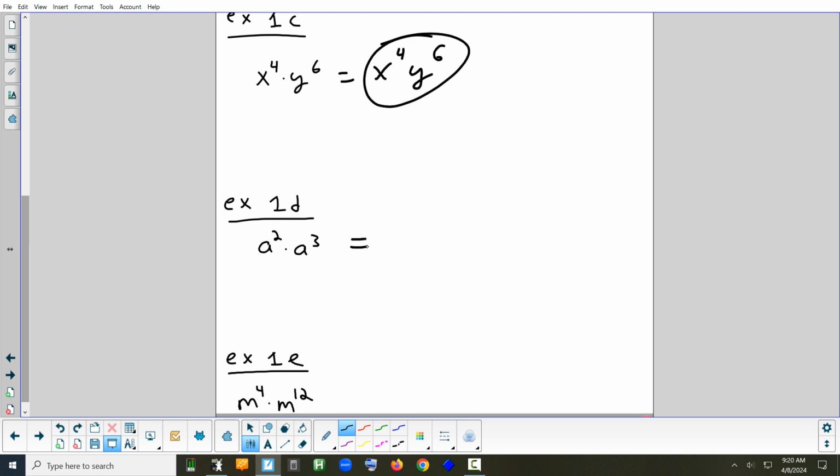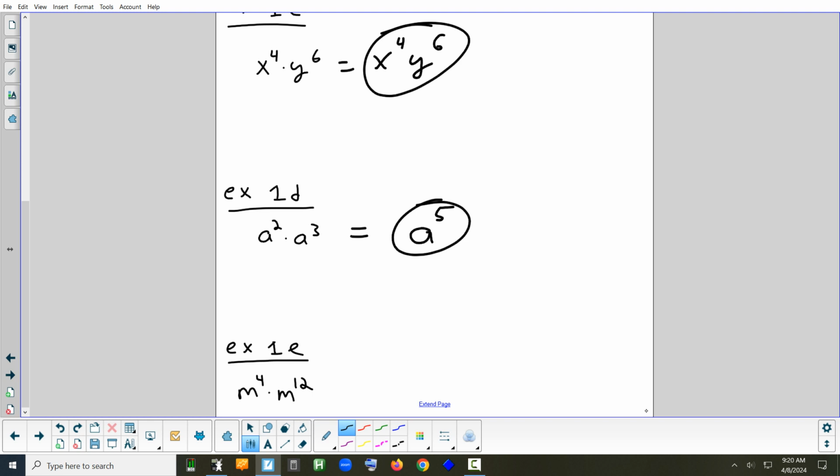Okay, the next one. First question I have is, can you simplify it? Yes or no? Eli, what do you think? Yes. Why? It's the same base. So we're going to copy the base down. And what are we going to put for an exponent? 5. Yep, 2 plus 3. It's very important you add them. There is going to be a time when we multiply them, but it's not now. 2 plus 3 gives you 5.